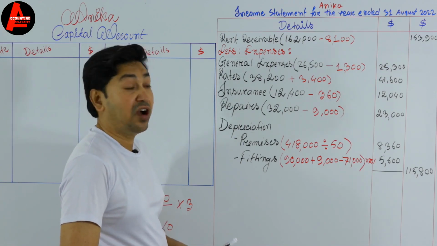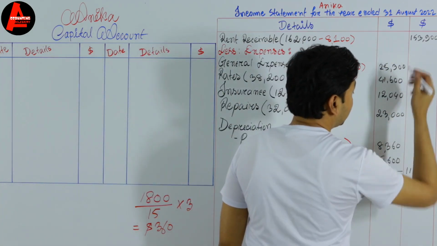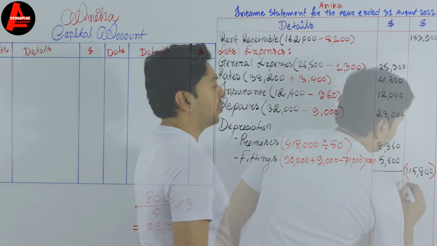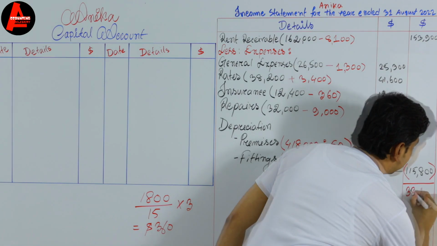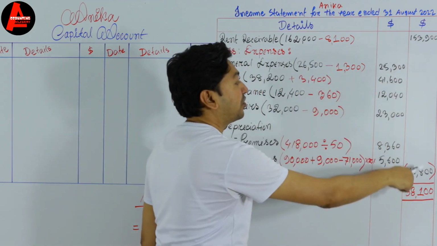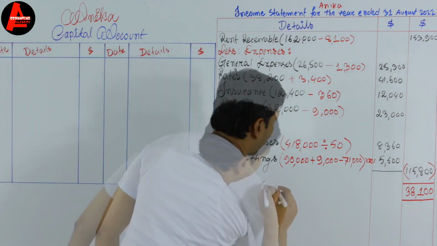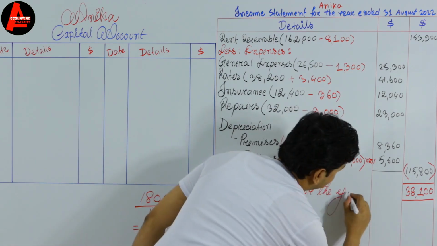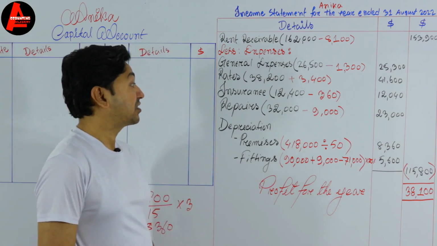So now what to do? Now we will subtract this expense from this total, so let us put a bracket here as well. If we subtract, we get here $38,100. As income is more than expense, it is our profit. So let us write here profit for the year. So this is how you need to prepare an income statement for the service business.